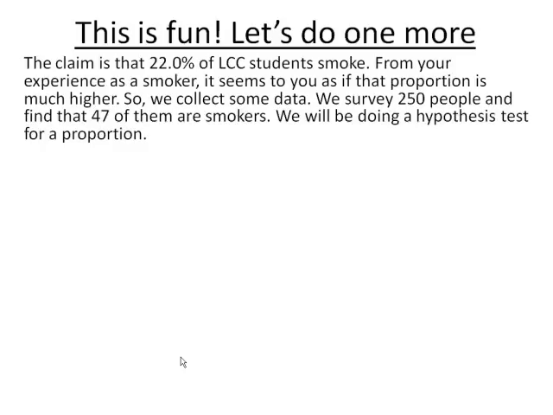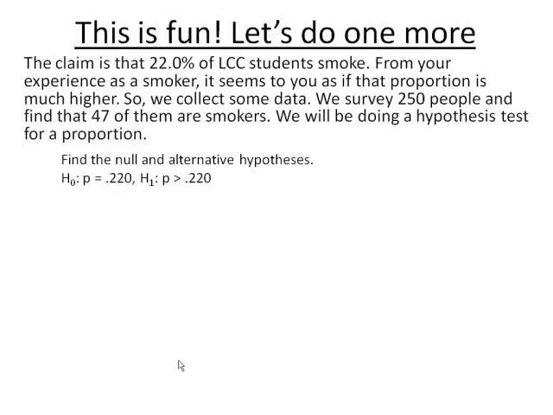Okay, we'll do one more. That's it. Claim for our smokers. We do a survey, we get some data. We're going to do a hypothesis test for a proportion. So here we've got p as our parameter that we're doing a test on. So the null is that it's the 22% as claimed. The alternative is our claim that it's more than 22%.